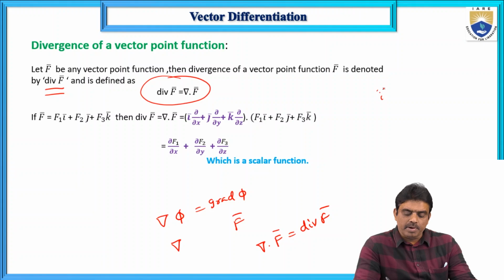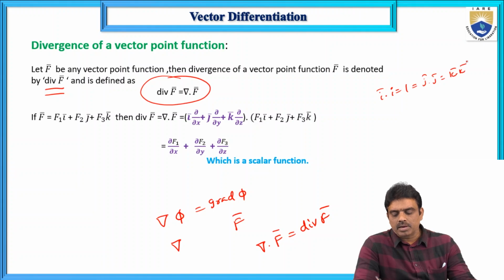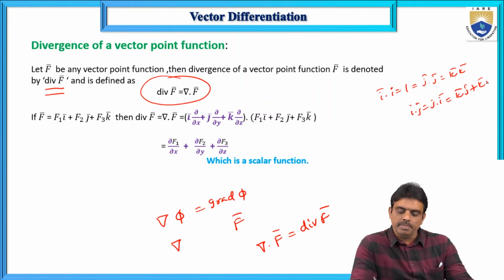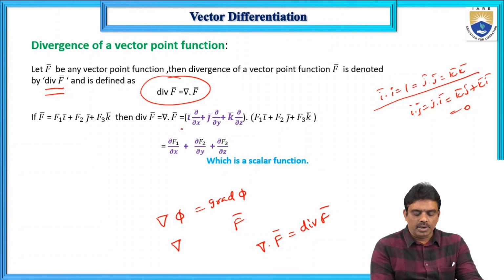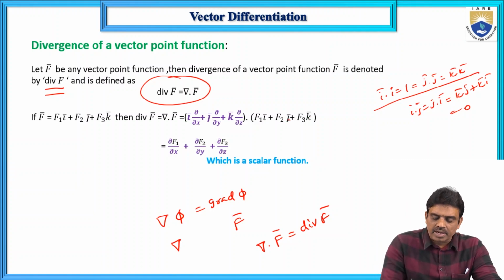Here i bar dot i bar is equal to 1, j bar dot j bar, and k bar dot k bar are also 1. The remaining ones, i bar dot j bar, k bar dot j bar, k bar dot i bar, are all zeros. So dou by dou x of f1, that is dou f1 by dou x, is the first term. Then i bar dot j bar is 0 and i bar dot k bar is also 0, so those need not be considered. Next j bar dot j bar is 1, so dou f2 by dou y is the second term. Similarly, the last one is dou f3 by dou z.